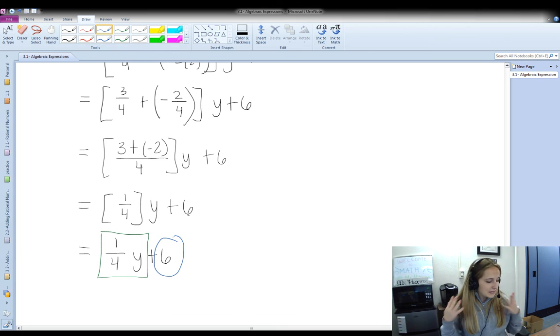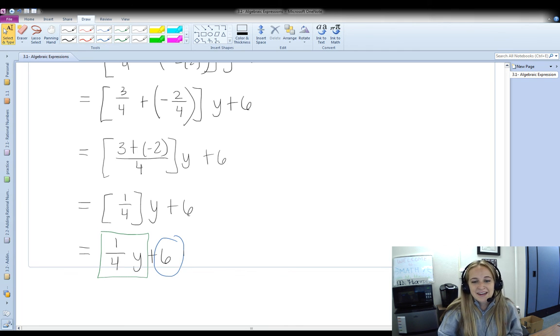All right, so that is the step-by-step process for how to simplify an expression. Make sure you have this all down in your notebook, and then we will work on the big ideas assignments in class tomorrow. All right, nice job.